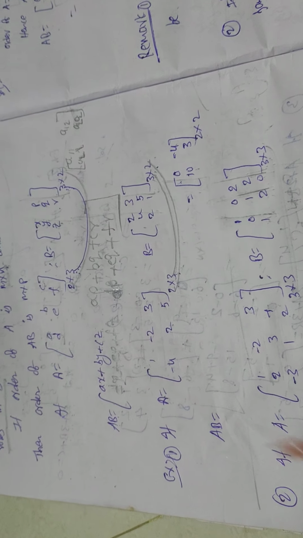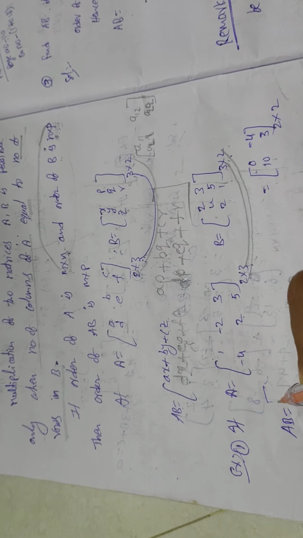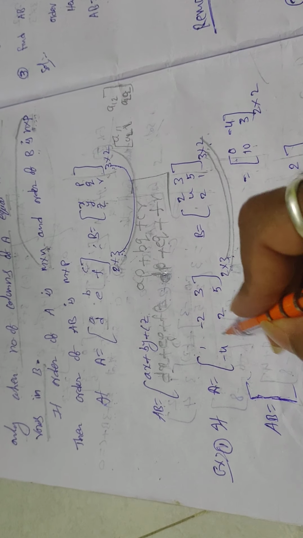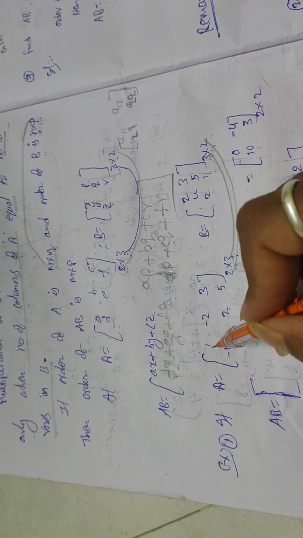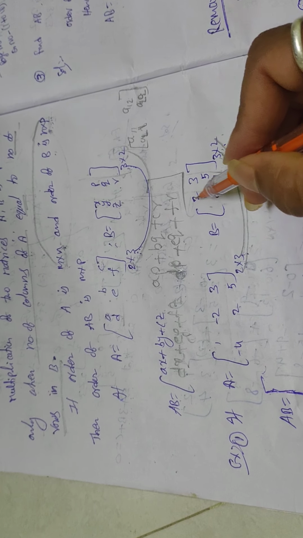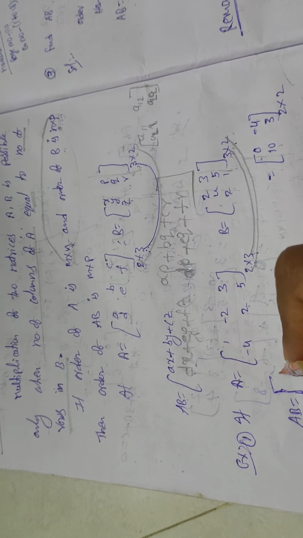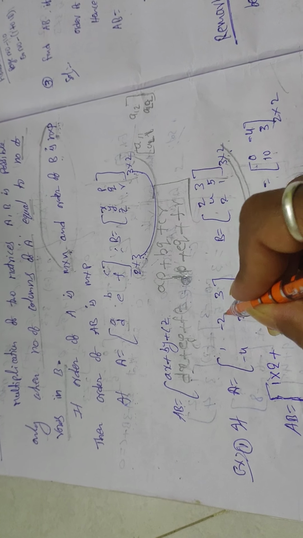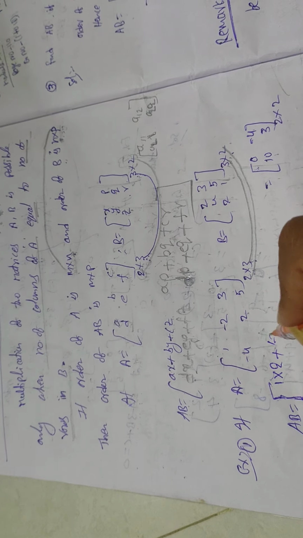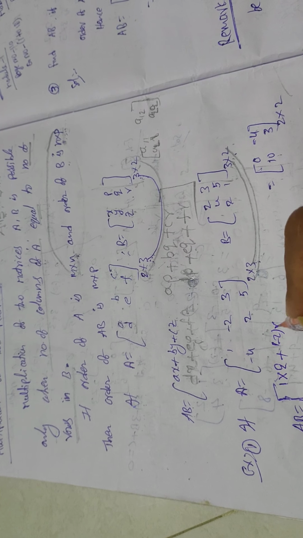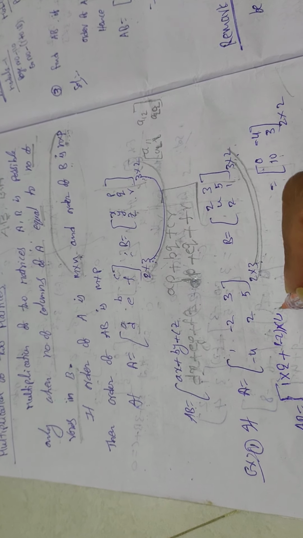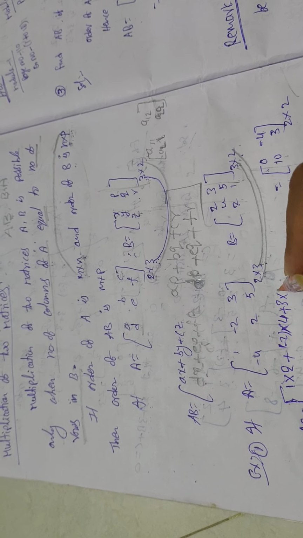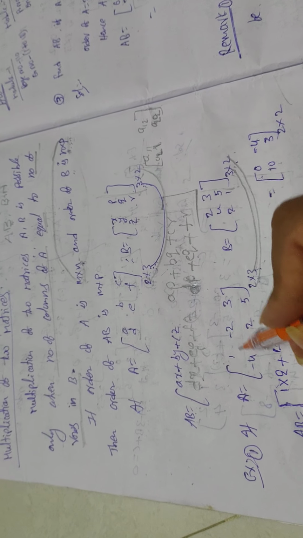So AB means, AB means 1 into same position, sum of the product of the first row to first column. So 1 into 2 plus minus 2 into 4 plus 3 into 2. So the A11 position is completed. Next, same procedure.